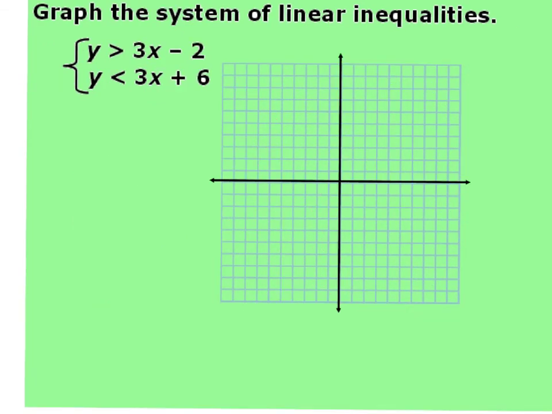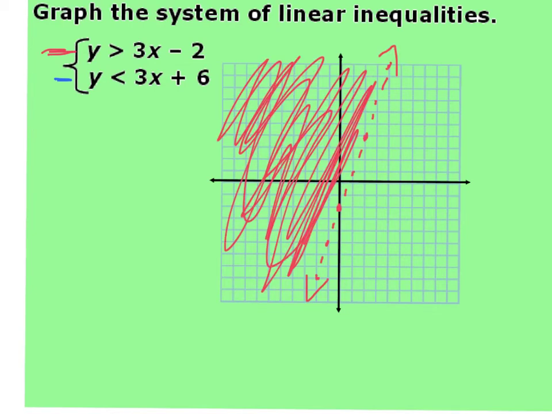Let's graph this one and see what happens. So the top line again will be red, and then this one will be blue. Feel free to hit pause and try it yourself. I'm going to do this one and speed it up a little bit because I think we know how to graph by now. So here I go. There's my red line, dotted because it's greater than, and greater than means shade above the line. So I did that. I shaded above. Now I'm going to graph this line.